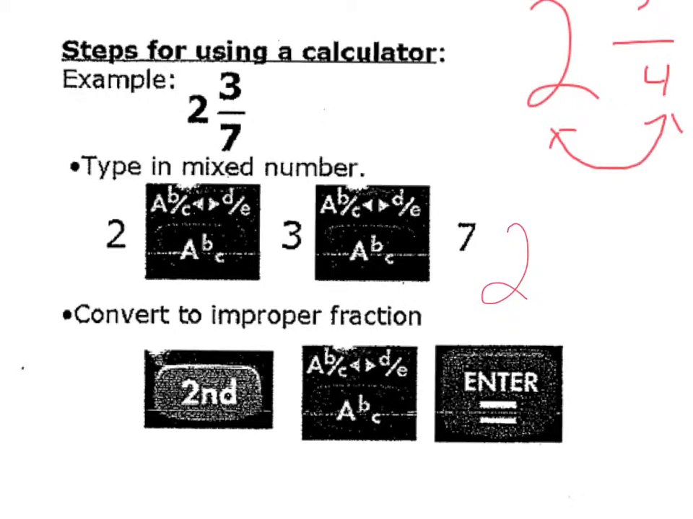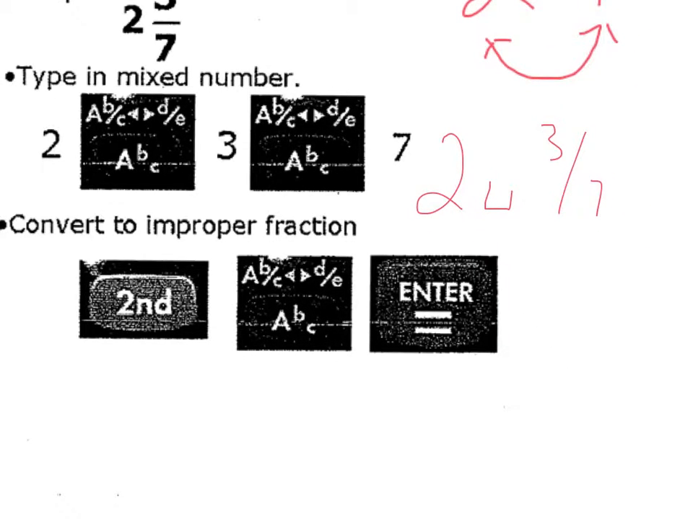It should say 2 and 3/7. But we want to convert that to an improper fraction. So while that's still on your screen, go ahead and push second, then your A b/c button, and enter. So this should turn into 17/7. So you can do the same thing by hand or on the calculator. It's whatever you're comfortable with.